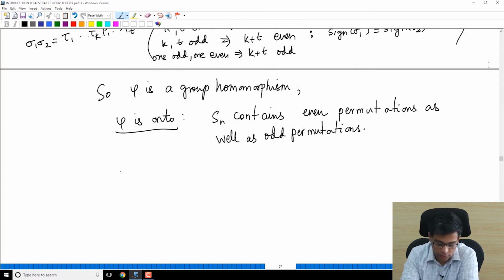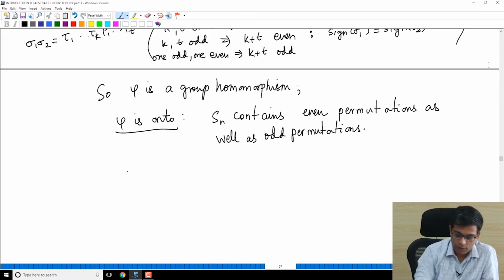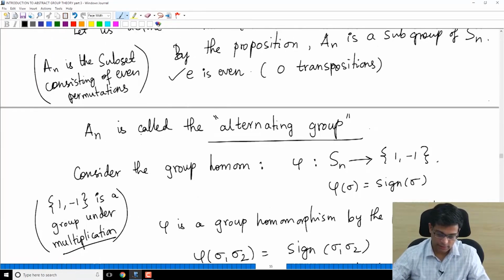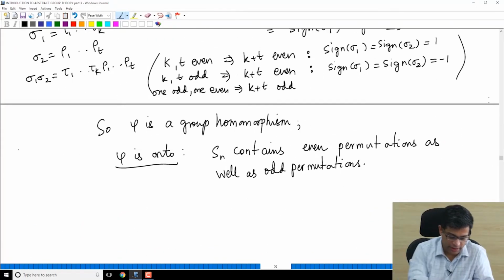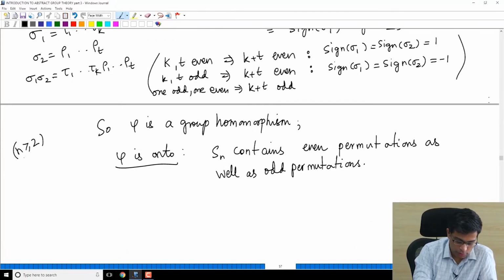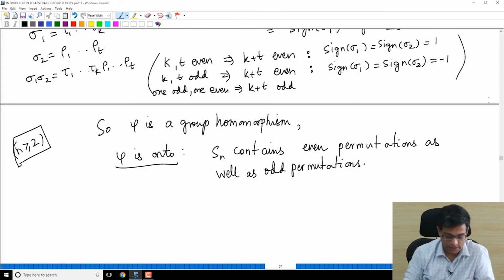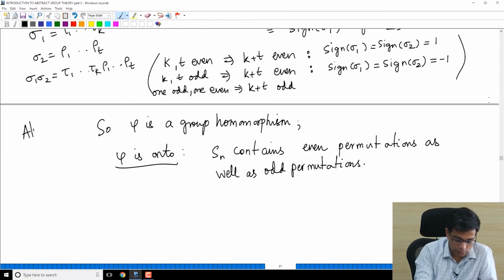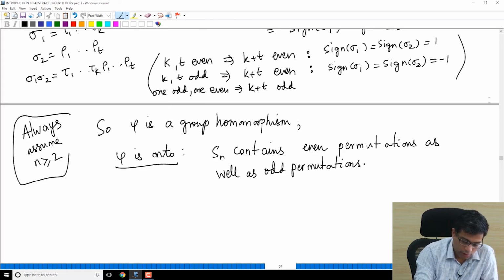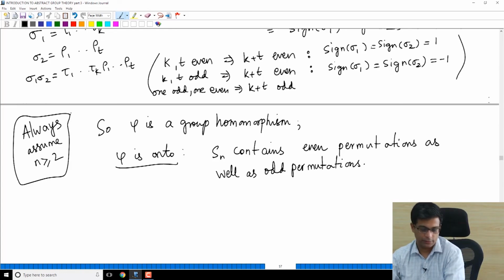And let's take, here I am taking n at least, in all these considerations n is at least 2. If I take n equal to 1, it's not interesting. So always assume n at least 2, because if you take n equal to 1, then there is only one permutation that's even.